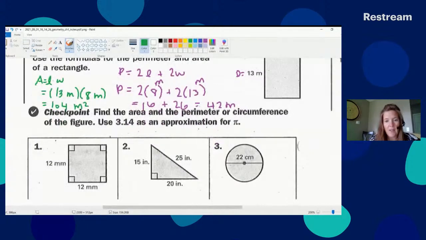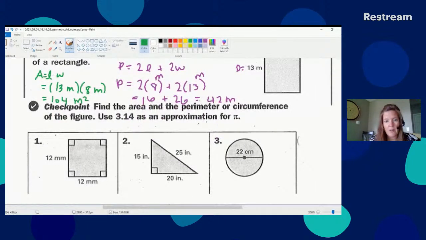If I wanted to find, let's try 2 more. So let's try number 2 down here, which this is a triangle. So it says find the area and the perimeter or circumference of the figure. Use 3.14 as approximation for pi. So one thing that I do want to mention is sometimes if you're checking your answers for circumference and area of a circle, you might be off for a little bit. That depends if you're using the pi button or you're using 3.14.